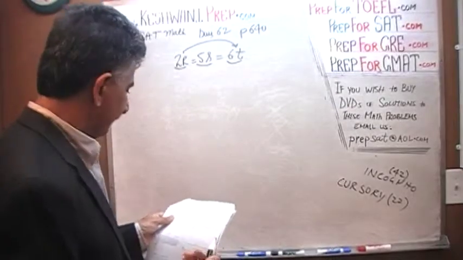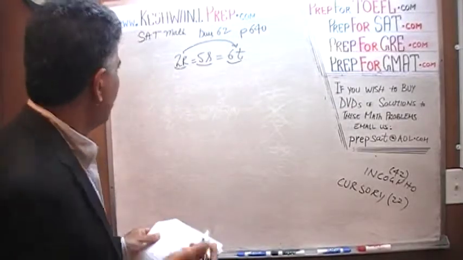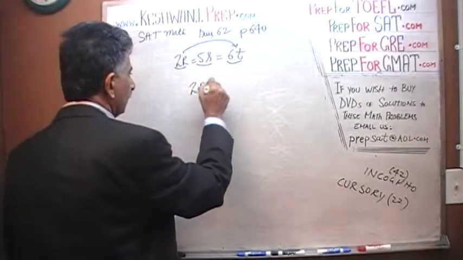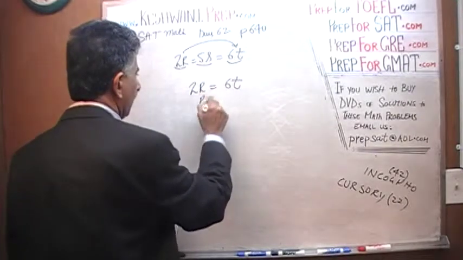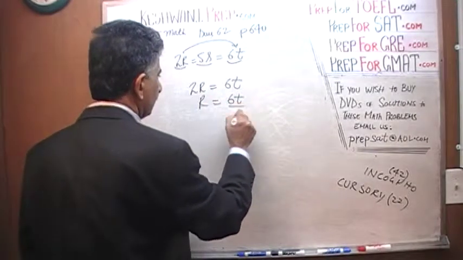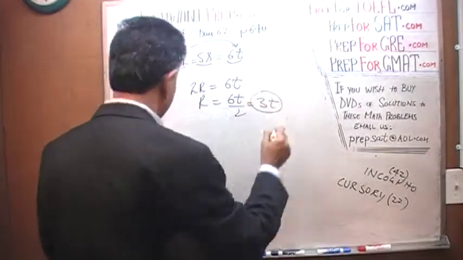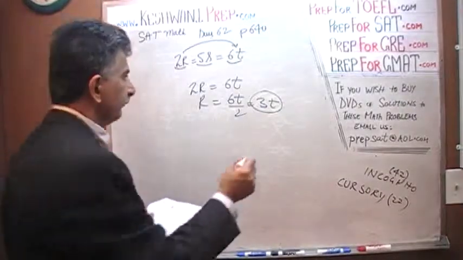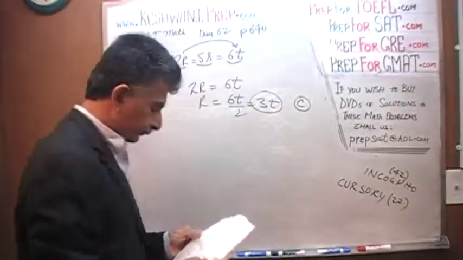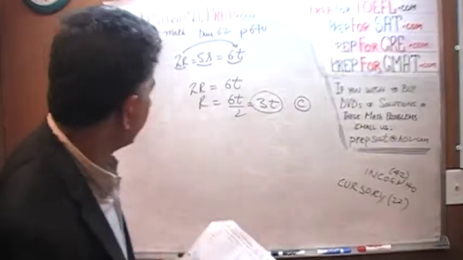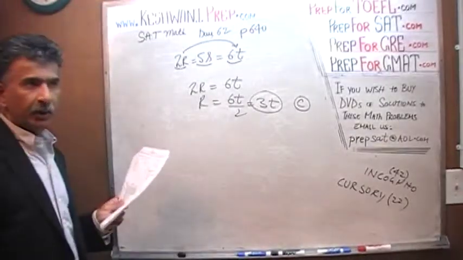So that's it, and they're simply asking us what's the value of r. So if 2r equals 6t, then 1r must equal 6t over 2, or 3t. That's it, that's our answer. The answer is C. Number 8. That's about it in this one.